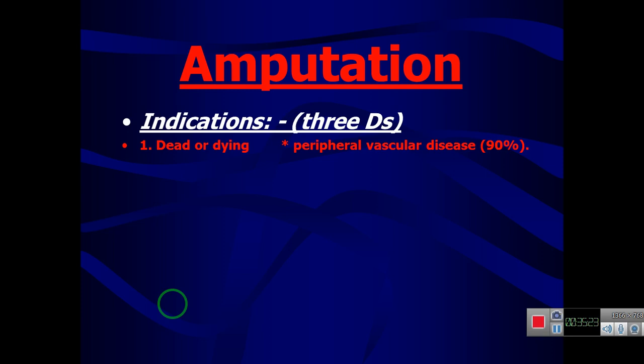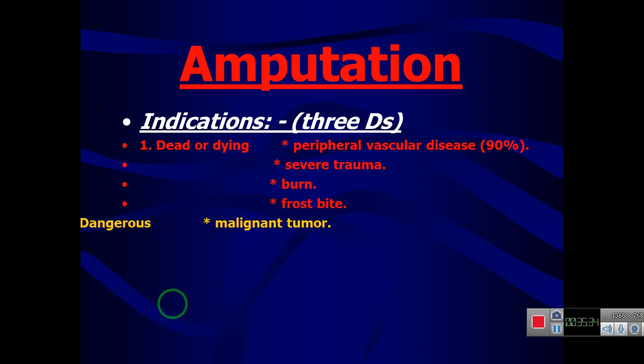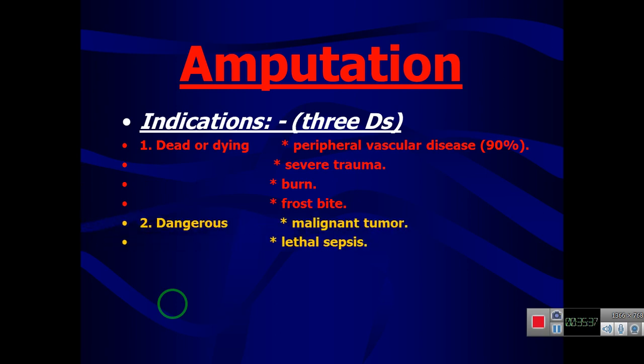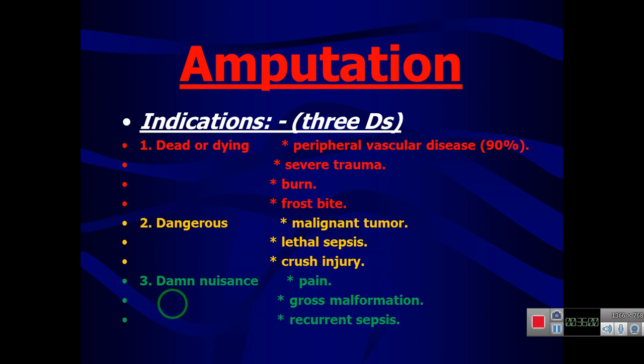Regarding the dead or the dying, peripheral vascular disease accounts for about 19%, as do severe trauma, burn, or frostbite. The second is the dangerous, like malignant tumor, lethal sepsis, or crushing injury. The third indication is the damnable or nauseous, meaning that retaining the limb may be worse than having no limb at all, like severe pain, gross malformation, recurrent sepsis, or loss of function.